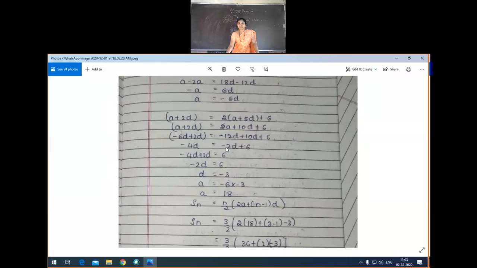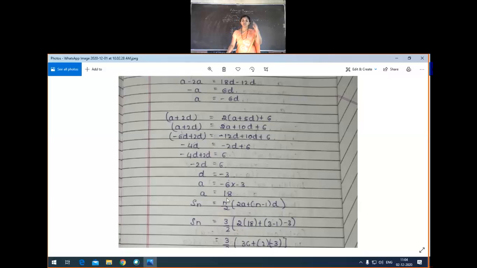Then minus 4D, take this 2D to this side, plus 2D is equal to 6. Minus 4D plus 2D is minus 2D, which is equal to 6. Then D is equal to 6 divided by minus 2, so D is equal to minus 3. We got the D value as minus 3. Now substitute this D in A. A is equal to minus 6 into D, which we got now. Minus 6 into D value minus 3. So A is equal to minus 6 into minus 3, which is equal to plus 18. The A value is 18, the D value is minus 3. This one we actually need.